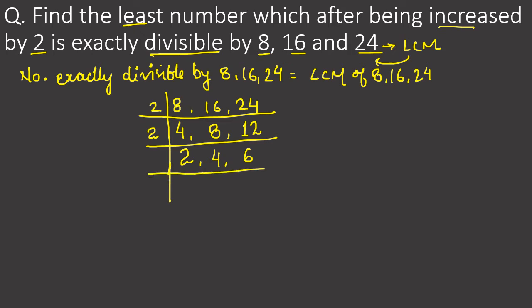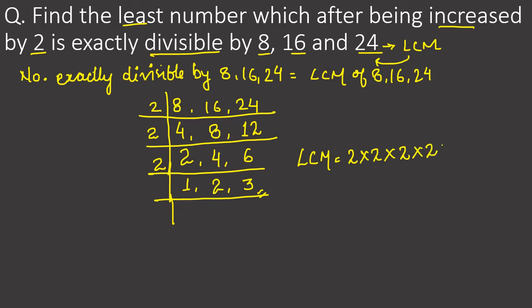Again divide the numbers by 2. 2 1s are 2, 2 2s are 4 and 2 3s are 6. Now in the remainder you can see there is no common factor between any of the two numbers. So we will leave the division here and LCM will be 2 multiplied by 2 multiplied by 2 multiplied by 2 multiplied by 3. So it will be 2 into 2 is 4, 4 into 2 is 8, 8 into 2 is 16 and 16 into 3 is 48. 48 is the LCM of 8, 16 and 24.